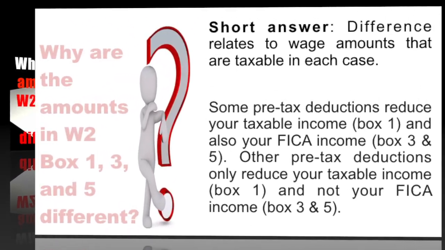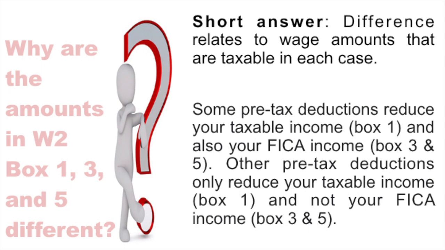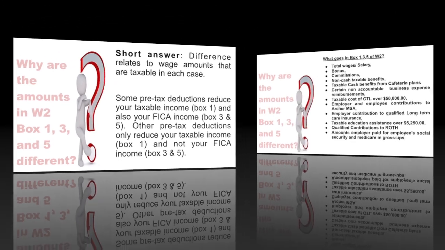The short answer to this question is the difference relates to wage amounts that are taxable in each case. The amounts in box 1 of your W2, which contains your federal tax wages, will be different than box 3, your social security wages, and box 5, your Medicare wages, if you had pre-tax deductions. Some pre-tax deductions reduce your taxable wages and your FICA wages, and some pre-tax deductions only reduce your taxable wages and not your FICA wages.